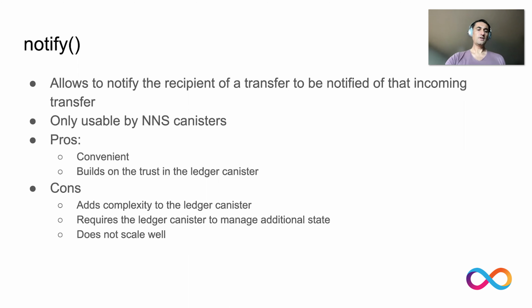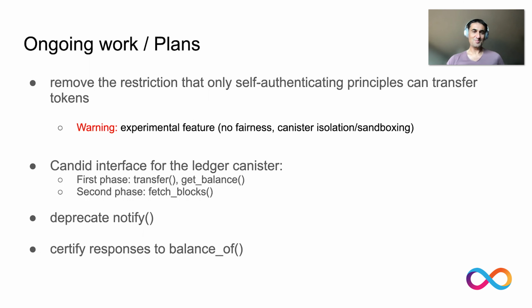So I'm going to go quickly over some of our plans. This is not really the order in which we do things, but since I talked about notify, I'll start with that. We plan to deprecate notify. Right now it's not used to create neurons anymore, but it is still used in the flow for converting ICP to cycles. We're working on designs where this conversion will not use notify.